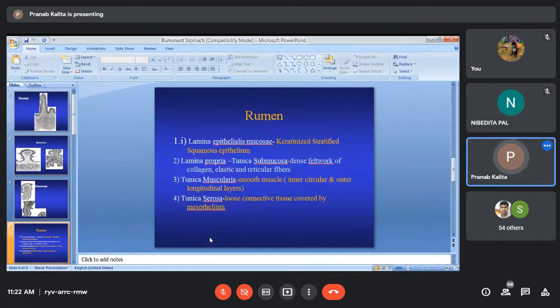You can see the rumen. The lamina epithelialis is keratinized stratified squamous epithelium. Here there is no lamina muscularis in the rumen. The lamina propria submucosa is a dense network of collagen, elastic and reticular fibers. Tunica muscularis, as I have told you, is an inner circular and outer longitudinal layer of smooth muscle. The serosa is typical loose connective tissue covered by mesothelium, in the rumen.